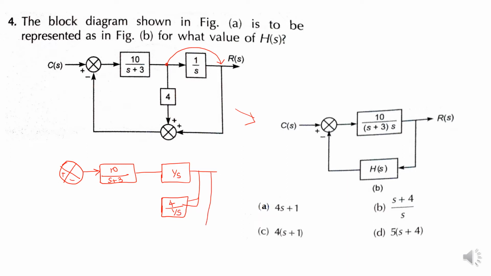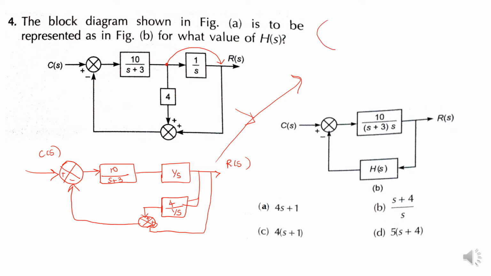Okay, next, already it is presented. So both are the input of the summing block. So this is the parallel combination. And it is again connected to the negative. Okay, C of S. Here R of S. And now I am going to reduce this. So positive, negative. Here 10 divided by S plus 3.